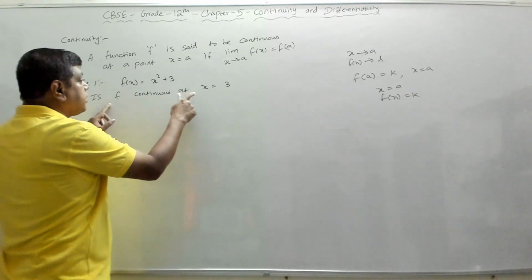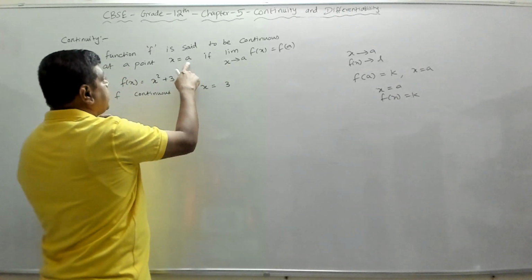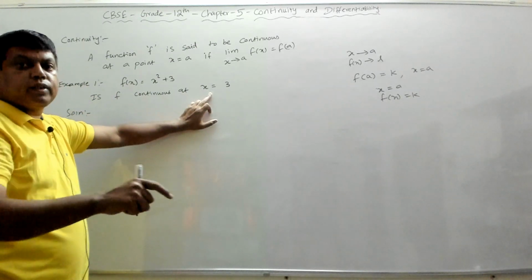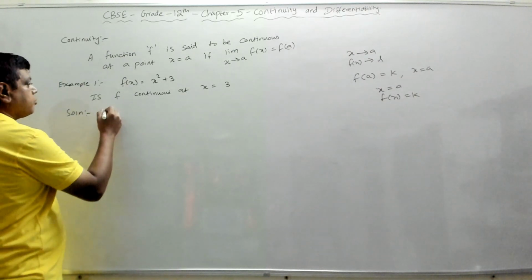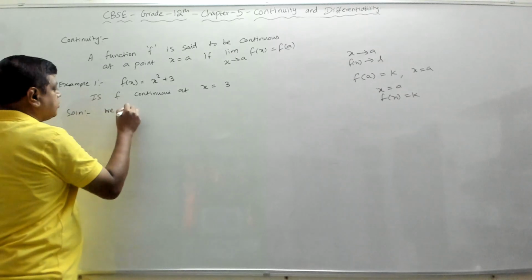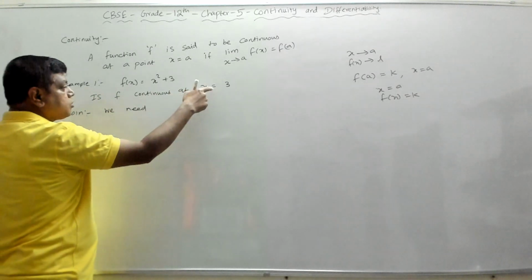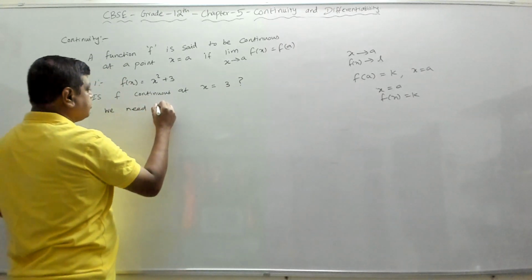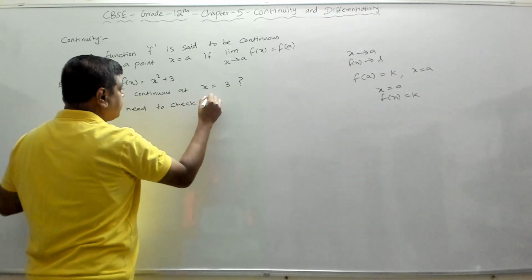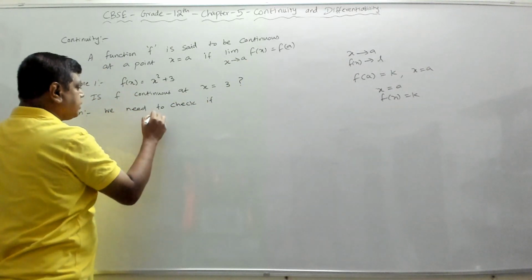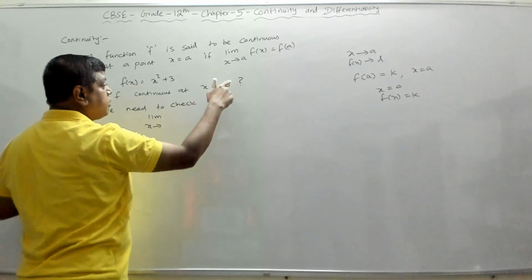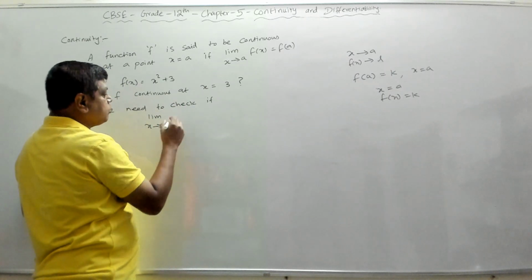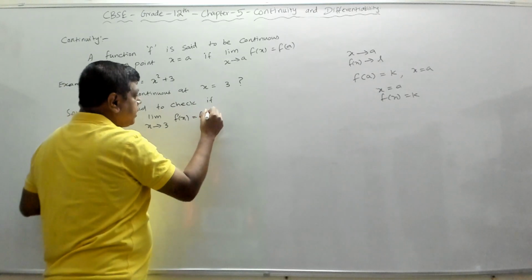To check whether f is continuous at x is equal to 3, your a is 3. So the solution: we must check whether f is continuous at this point x equal to 3 or not. For that we need to check if the limit as x goes to a, which is 3, of f of x should be equal to f of a, which is 3.